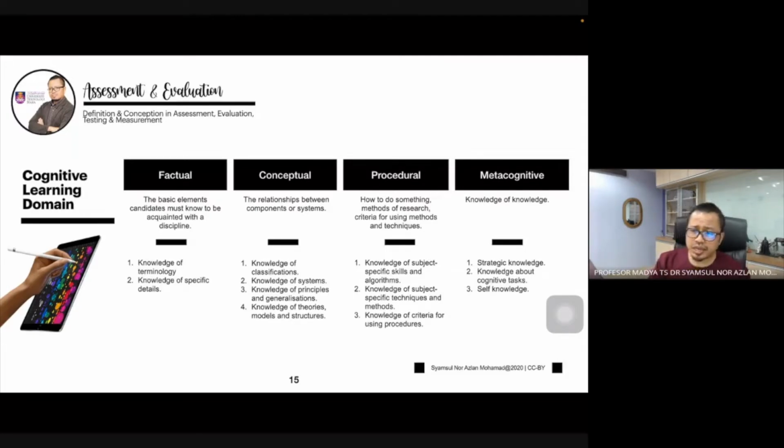Then the student will touch on the conceptual, making sure that there are relationships between components and systems based on the factual that we have discussed with our students, and start to understand better, especially the knowledge of classification, the knowledge of the system, the knowledge of principles and generalizations, and also the knowledge of theory, model, and structure.